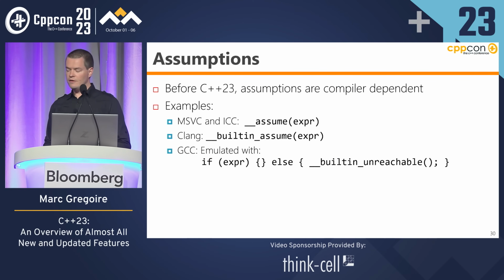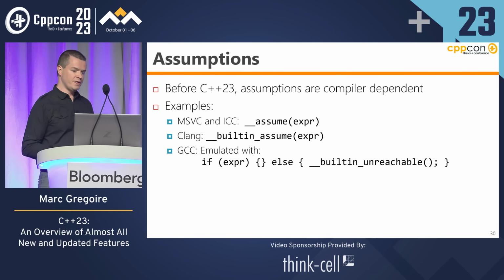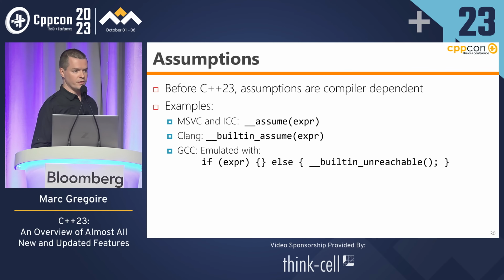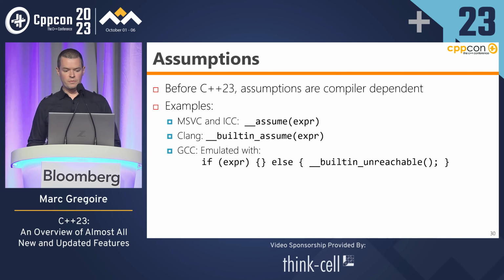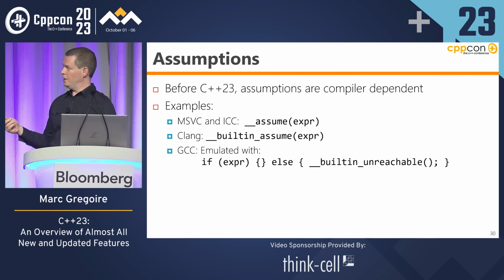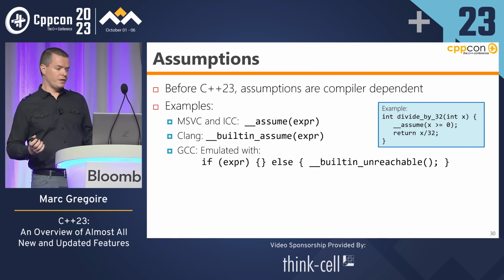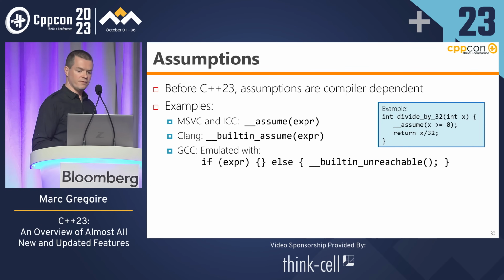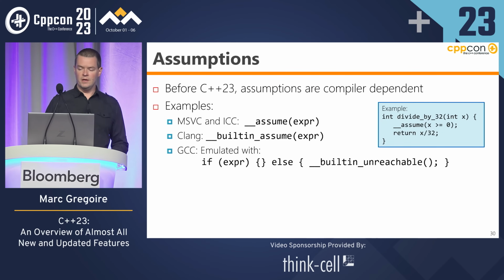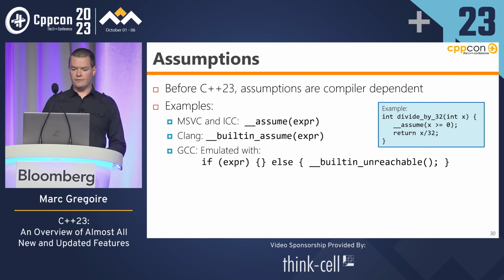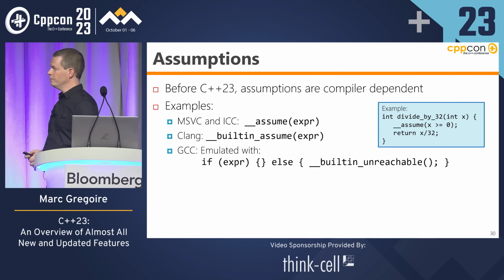Assumptions. Assumptions have been supported by all major compilers for a while. MSVC and ICC, you can use __assume. Clang, you can use __builtin_assume. In GCC, you can emulate it with this expression. What can you do with this? For example, here I have a function divide by 32, and I added an assumption here that x must be positive. And by doing this, the compiler can better optimize my code.